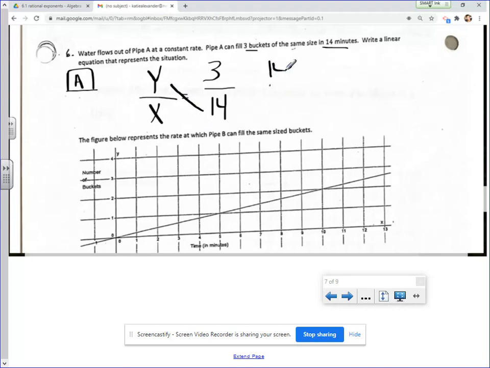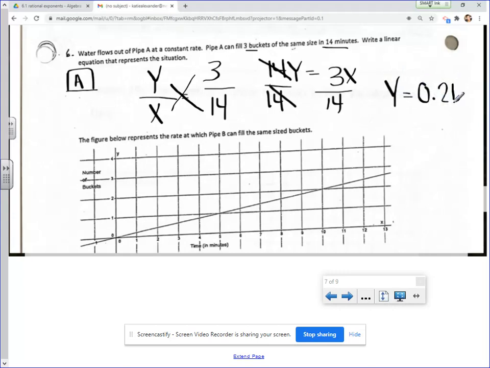So you'll write 14 and y as a pair. What is diagonal from x? So 3 and x are now a pair. To solve for y, all you have to do is divide by the number in front of it. So if you guys have a calculator, which I know you do, someone take 3 divided by 14. y equals 0.21 x. So that is the equation for pipe A.